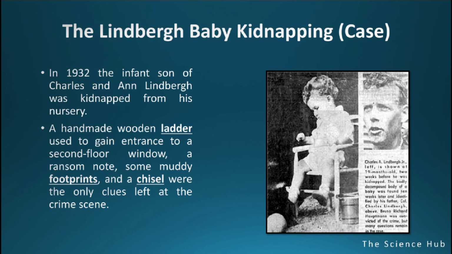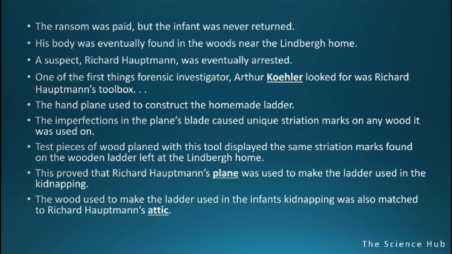In 1932, the infant son of Charles and Anne Lindbergh was kidnapped from his nursery. A homemade wooden ladder was used to gain entrance to a second floor window. A ransom note, some muddy footprints, and a chisel were the only clues left at the crime scene. The ransom was paid, but the infant was never returned. His body was eventually found in the woods near the Lindbergh home.